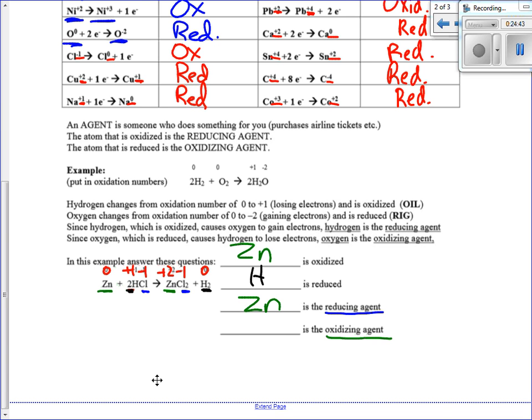And vice versa works here too. If you're being reduced, like hydrogen is taking electrons in, that means the hydrogen is causing the zinc to be oxidized. And if you're causing the oxidation, you are called the oxidizing agent. So it's opposite, but in this case, the hydrogen is going to be the oxidizing agent. Okay? So let's do a few examples on the next page.